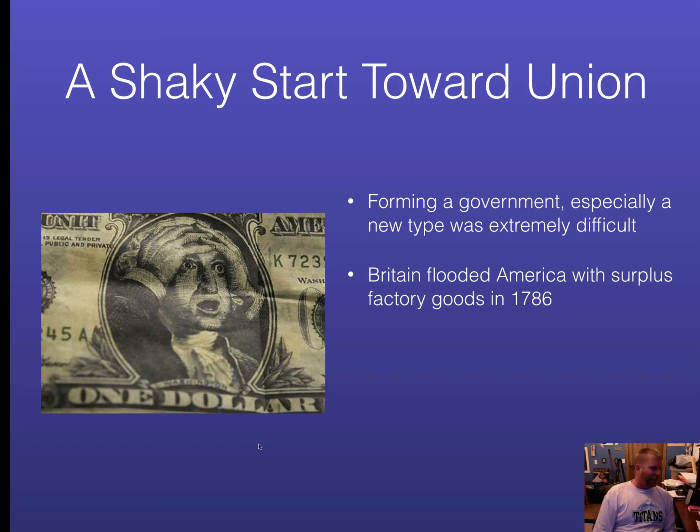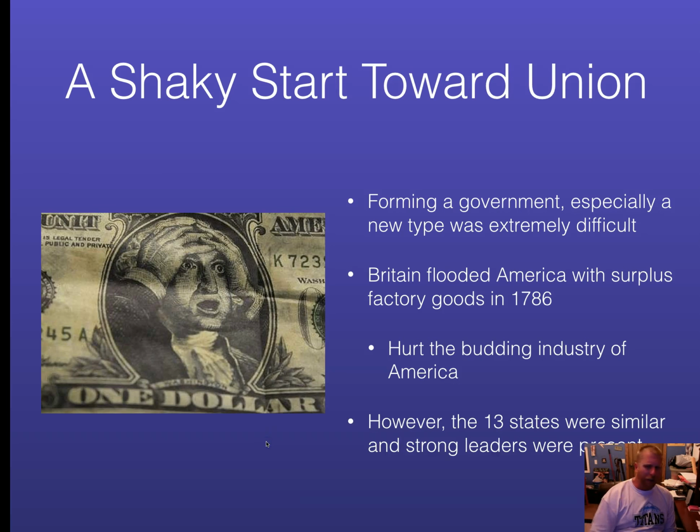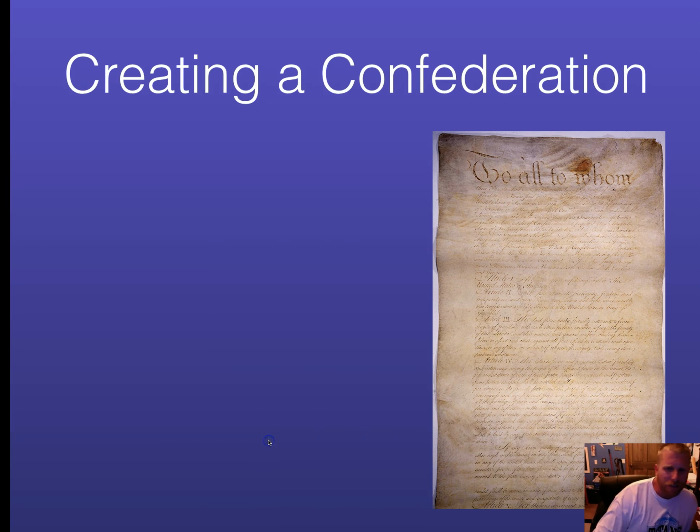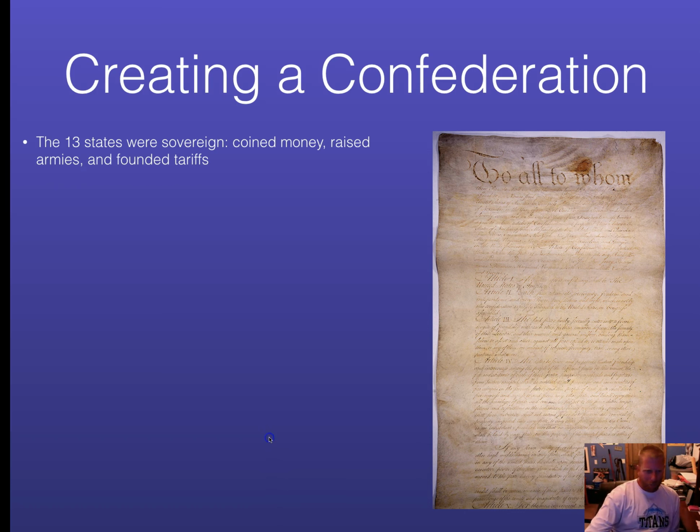The British, like I said, flooded America with surplus factory goods in 1786, trying to crush our economy, much like OPEC has done recently in terms of flooding our country with oil, trying to drive oil prices down to hurt American domestic oil production. It's hurt the oil and gas industry, especially here in Western Colorado, but it hasn't hurt the economy. It did hurt the budding industry of America. However, the 13 states were similar, and there were some strong leaders present, and eventually we got through this little crisis to form our first government.